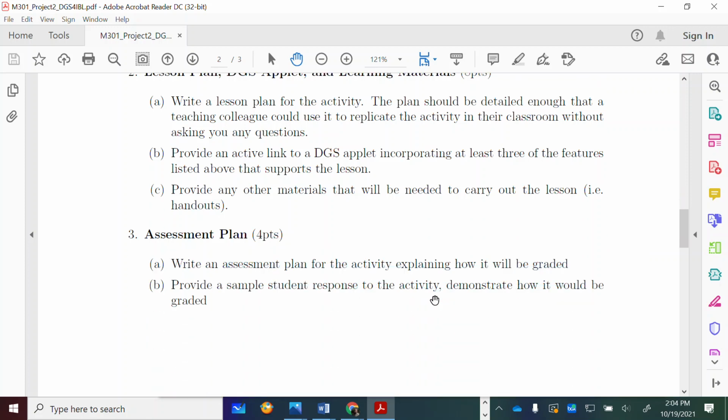And then the last thing I would like is some sort of an assessment plan. So, I mean, how in the world are you going to assess this? So write an assessment plan for the activity explaining how it'll be graded. And then why don't you provide a sample student response to the activity and demonstrate its grading? So in other words, what are you going to get from a student? How would you assign the points?